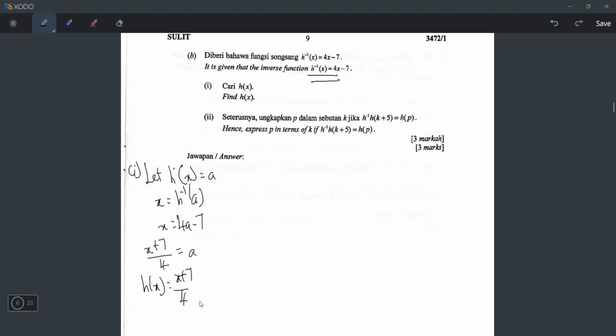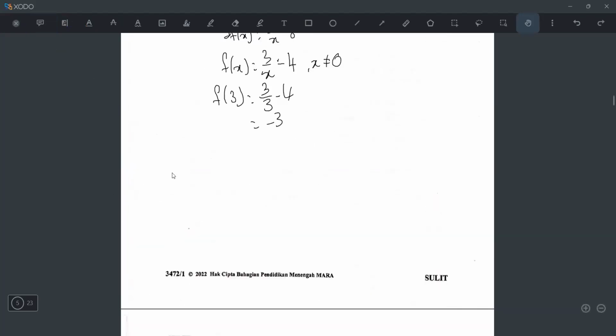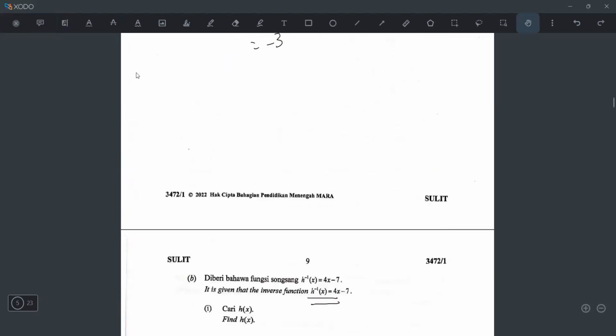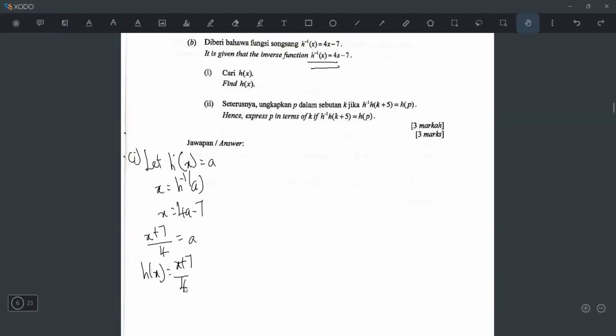You don't have to write the undefined case for this function, because it's not like just now where there was an x under the fraction. Just now there was an x at the bottom, that's why I wrote it. Now the x is not at the bottom, it's on top. So there's no undefined case for this function. So that's the answer. Of course I know there's another method also. You can use the other method, as long as the answer is the same, then it's fine.